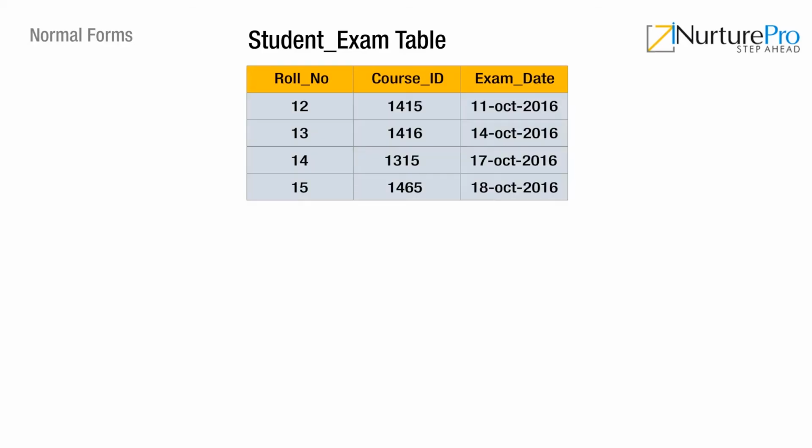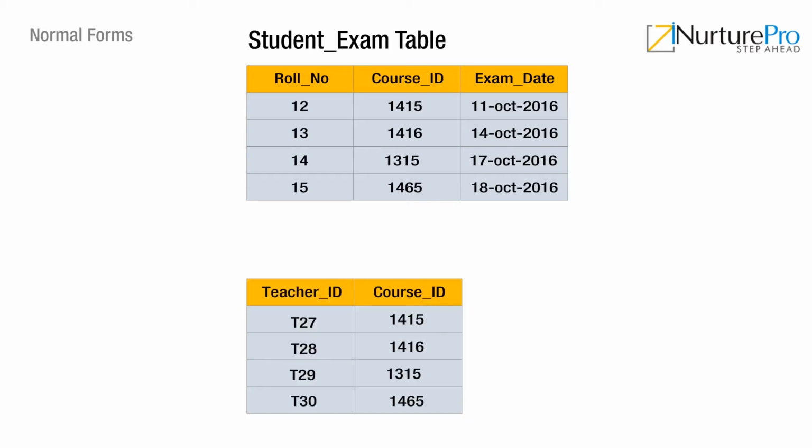So how can we comply this table with BCNF? To do this, we can separate roll number, course ID, and exam date in the first table as student exam table, and course ID and teacher ID in the second table as course teacher table. In student_exam table, we have roll number and course ID as the primary key to determine the exam date, whereas in course teacher table, we have course ID as a primary key to determine teacher ID. Now we can say that the relation is in BCNF.